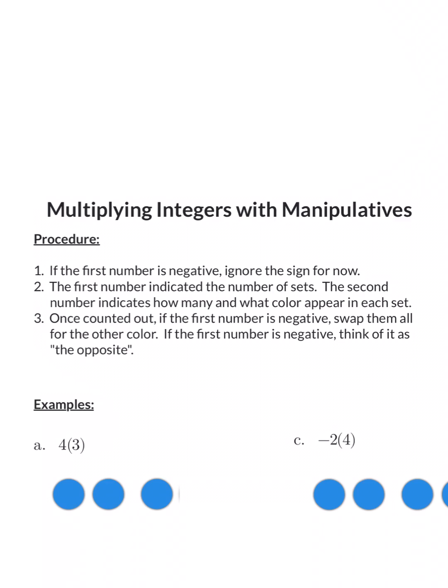If the first number is negative, we want to swap all of our colors for the other color. When we think about the first number being negative, we want to think of it as being the opposite. So the opposite of blue is going to be red, and the opposite of red is going to be blue. All right, let's look at some examples and see what we can do here.